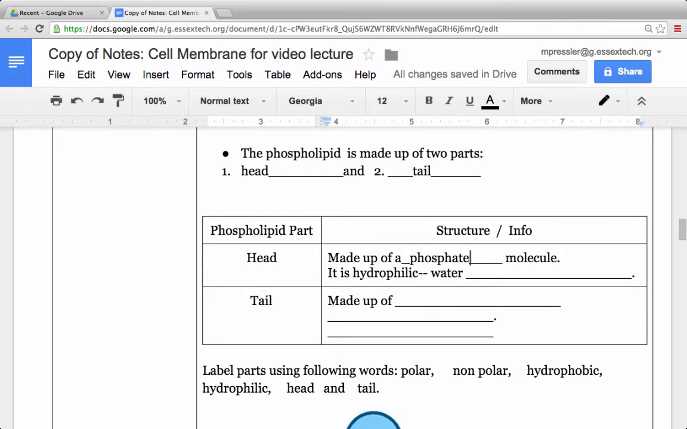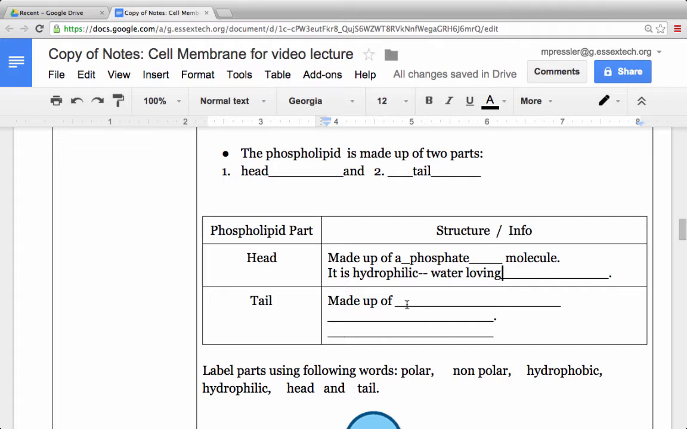So water is also polar. It has charges. The head and the water like each other. Okay? The head is hydrophilic, which means it is water loving. The head and water have opposite charges, and opposite charges like to stick together. Remember, opposites attract. So the head is made up of a phosphate, and it is water loving, which we call hydrophilic.